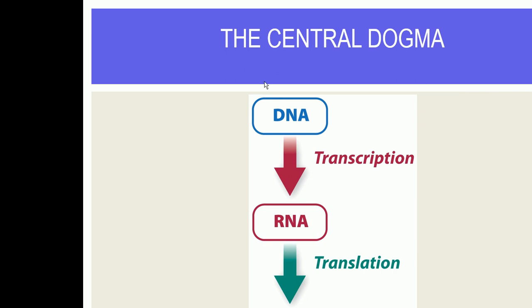The genes are made of DNA, and the information in the DNA is converted into mRNA by the process of transcription, and the information in mRNA is converted into proteins by the process of translation. This is called the central dogma. This is the way information flows from DNA to RNA to proteins.